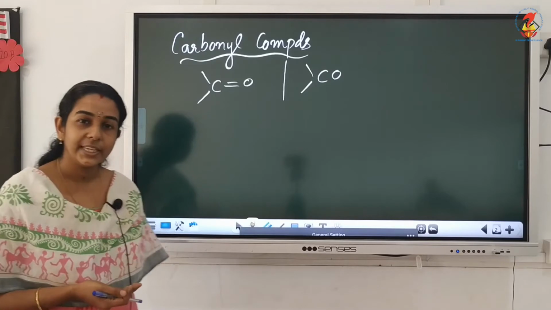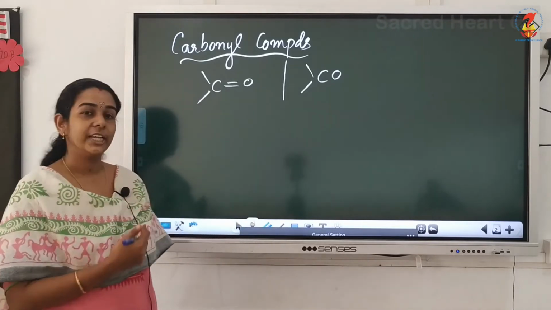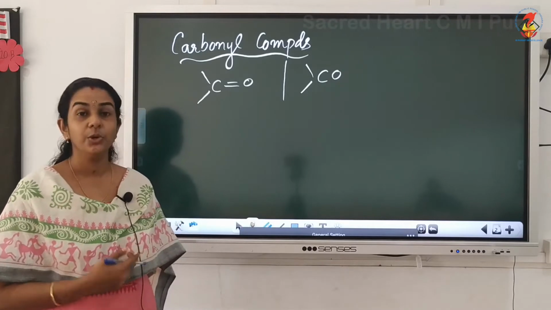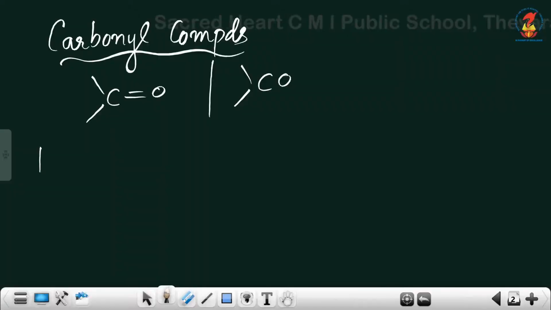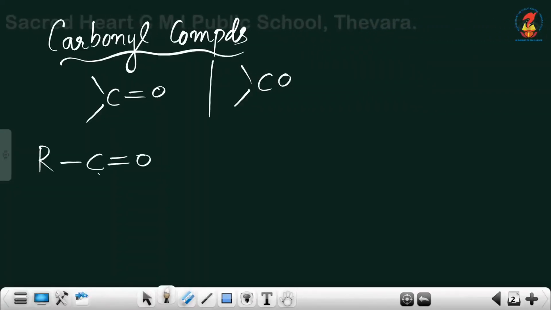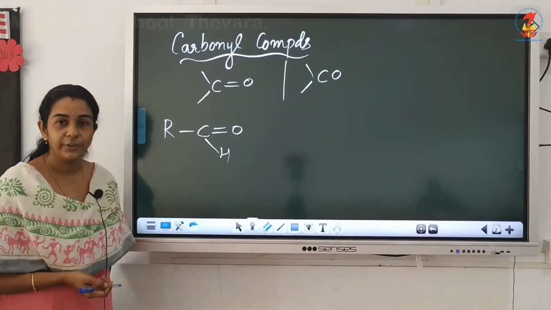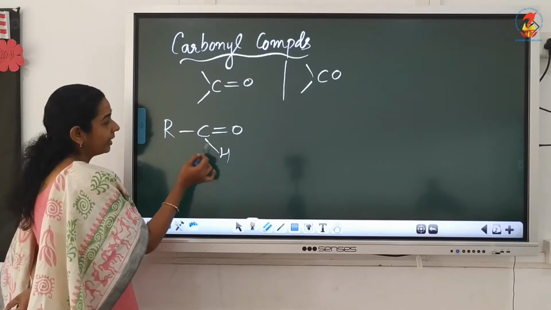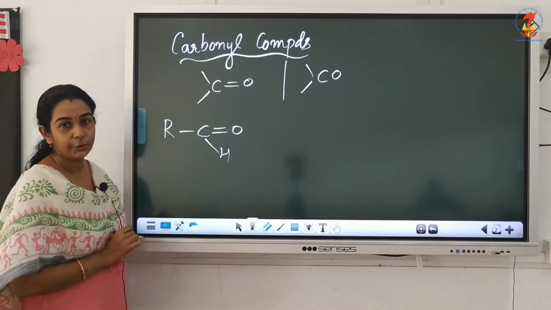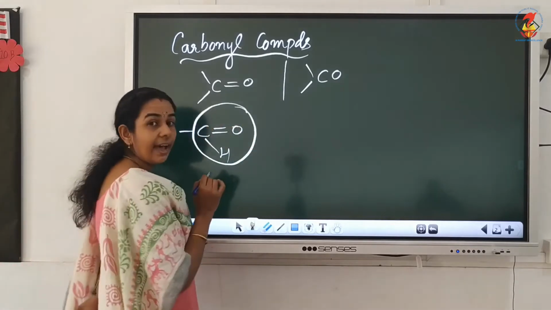Now, we will see few examples of carbonyl compounds. After that, we will study the nomenclature. So, what are the examples of carbonyl compounds? So, this is the first example of a carbonyl compound with C double bond O, H and an alkyl group. C double bond O H functional group is known as aldehyde.